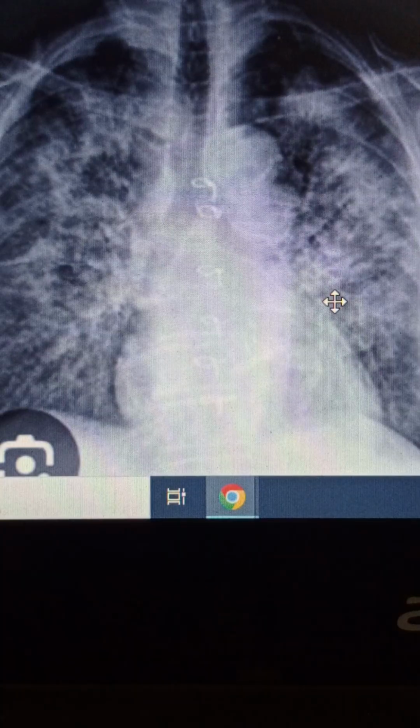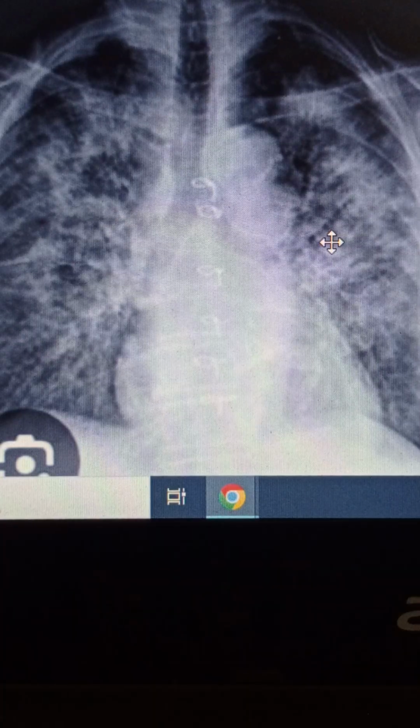Pulmonary edema, the classic clue for pulmonary edema is bat's wing. Bat's wing you can see on the chest x-ray. Bat wings is classic for pulmonary edema. So this is a classic x-ray for pulmonary edema. It can be due to cardiac reason or due to lung pathology.